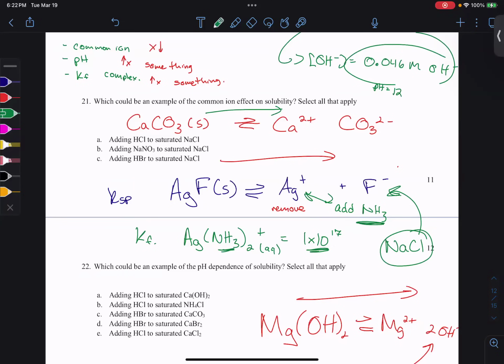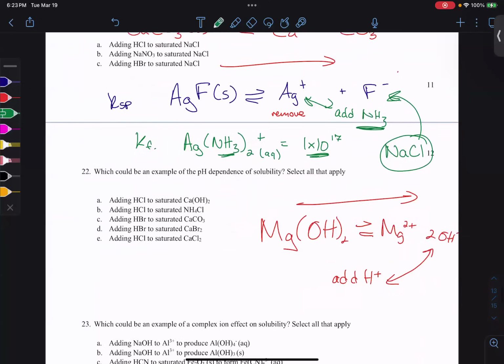Is anything going to happen? Are there any common ions? There are not. Na+, Cl-, Ag+, F-. There are no common ions. NaCl, are we changing the pH? Nope, that's a neutral salt. Is NaCl part of any complex ion? Nope. So adding NaCl will actually do nothing, because there are no complex ions, there's no pH changes, there's no complex ion. Okay, so let's actually answer this question.